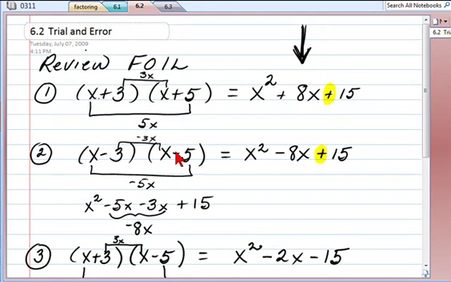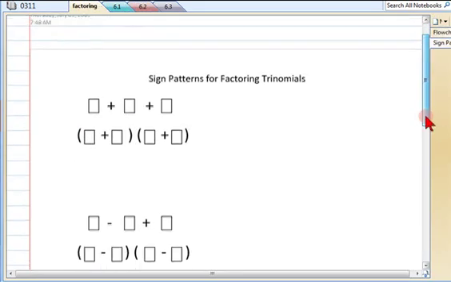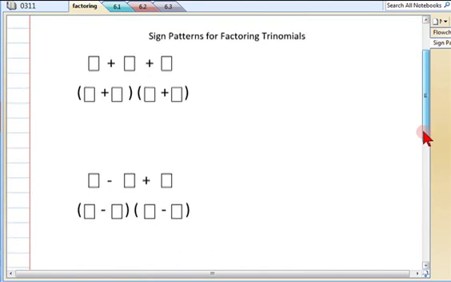Okay? Now, let me go back, and I want to show you something under sign patterns. You can print this if you want. Sign patterns for factoring trinomials.